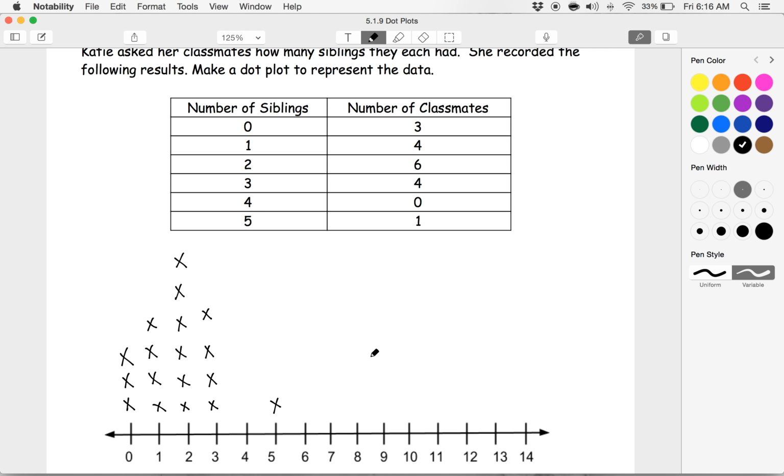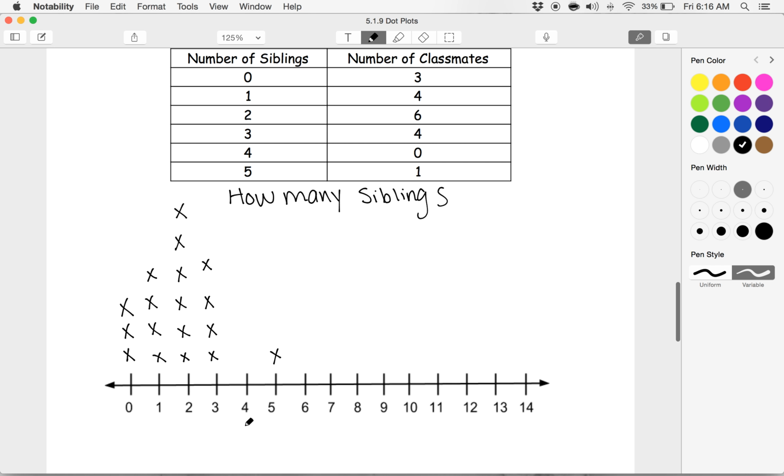All right, so when I take a look at this data, I also still have to make sure that there's a title on it. So this represented, what did she ask her classmates? How many siblings? So this is how many siblings. And what do my numbers down here represent? The number of siblings.